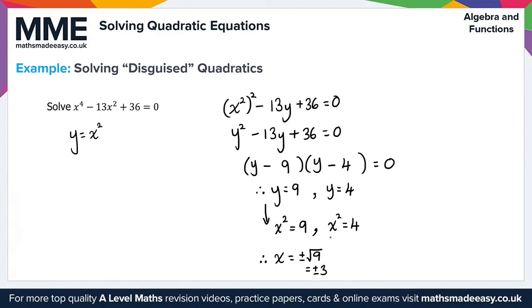Okay, and we repeat this with x squared equals 4. So therefore, x is equal to plus or minus the square root of 4, and that we can write as plus or minus 2. And that gives us the solution to our example.